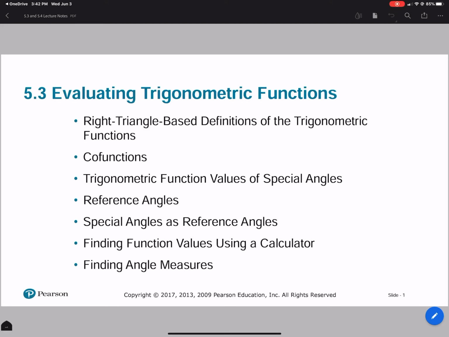Hello class, today we'll be looking at 5.3, evaluating trigonometric functions. So in this section, we're going to be looking at right angle based definitions of trigonometric functions, cofunctions, trigonometric values of special triangles, and we're going to be looking at finding values using the calculator and finding angle measurements.